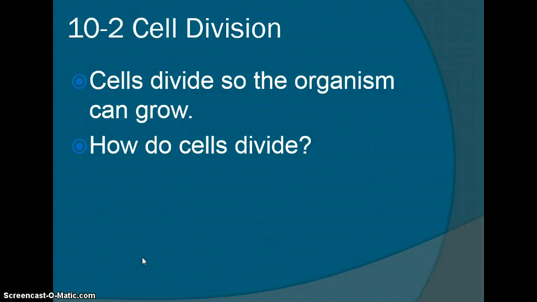Now we're moving into cell division, which covers section 10-2 in your book. We already talked about why cells need to divide so an organism can grow. But how do cells actually divide, and what is the process behind it? That's what this section will talk about.